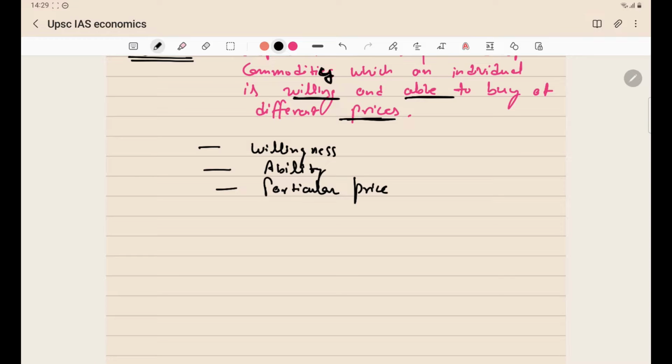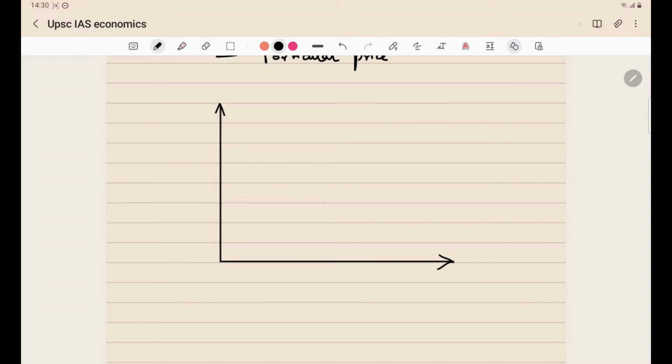Now let us study what is demand curve. In the demand curve, on the x-axis we have quantity demanded and on the y-axis we have the price. जो डिमांड कर्व होता है वो डाउनवर्ड स्लोपिंग होता है, like this, and it is denoted as D.